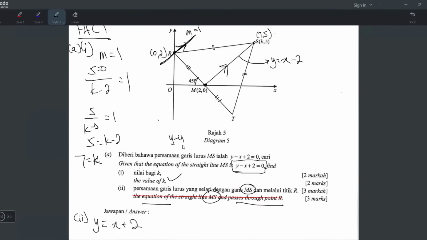When will you do the y minus y1? You only do this when they don't give you the c. Maybe they give you some other points, maybe this point or this point. Then you are forced to use this formula. But if they give you the c, then you don't need to use this. Okay, done with that. Now we can continue with which question?